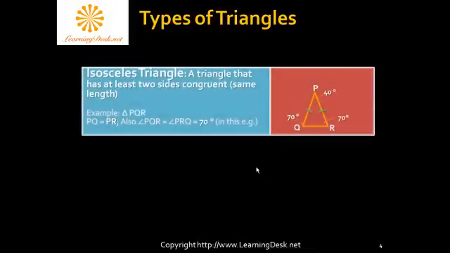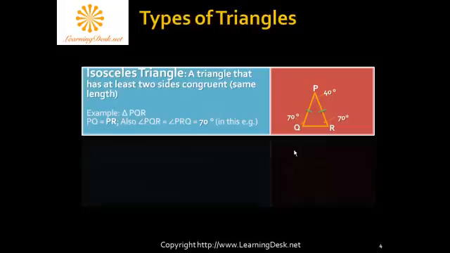So here you see the isosceles. It's an isosceles triangle. That's a triangle in which at least two sides are congruent, or the same. For example, here PQ is the same as PR. Typically in an isosceles triangle, the angles adjacent to the congruent sides are also the same. So here it is 70 and 70 degrees, the angles PQR and PRQ, as PQ and PR are of equal length, and hence it's called an isosceles triangle.